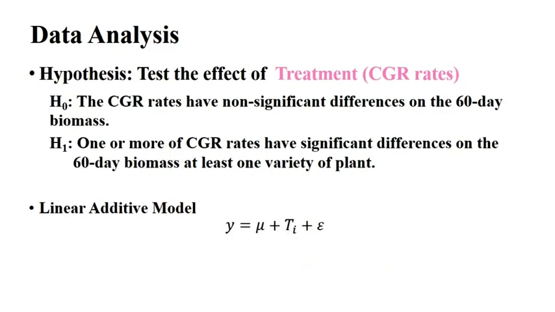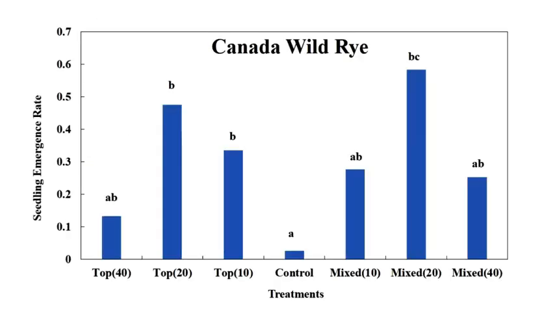The next hypothesis is that we want to test the treatment for the 16-day biomass. The null hypothesis is that the CGR rates have a non-significant difference on the 16-day biomass. The alternative hypothesis is that one or more CGR rates have significant differences on the 16-day biomass, for at least one variety of plant. This is our linear additive model, where T is treatment.